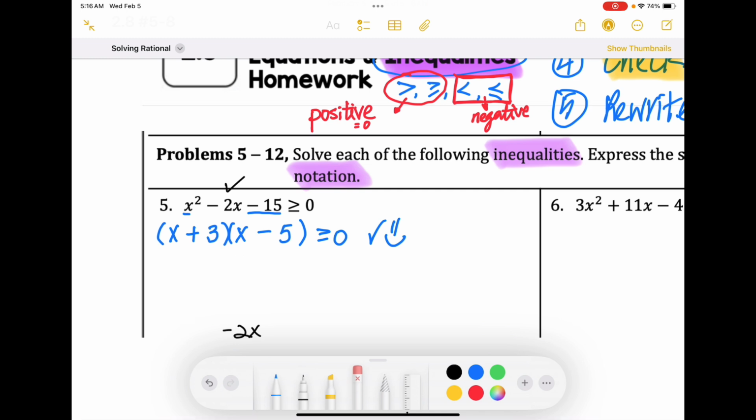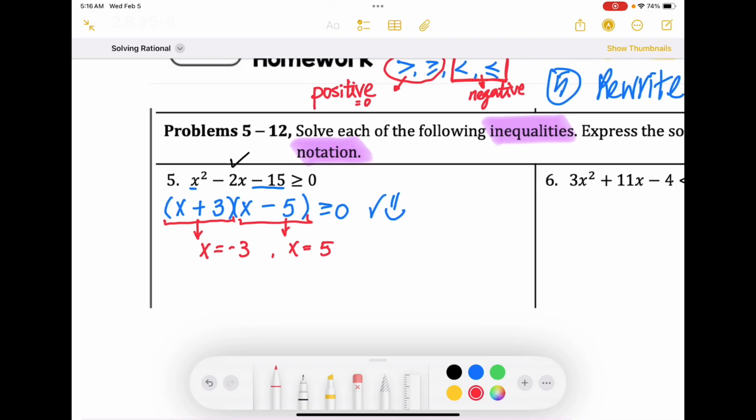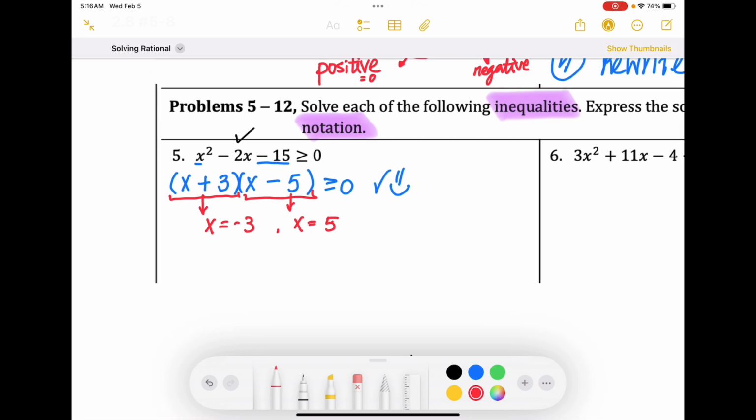What we say is, when there is a picture, the answer is in the picture. So I'm going to use the number line to get the picture. Recall, the power is 2, so I should have 2 outcomes, right? The x values, as you can see here, are negative 3 and x equals 5. This is what we call the critical x values. They make the equation equal to 0 perfectly.